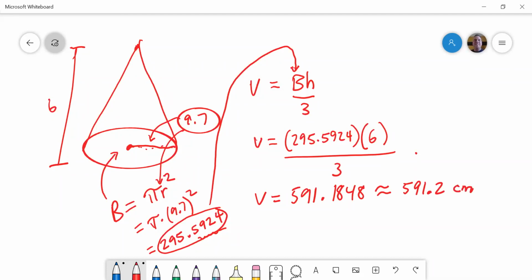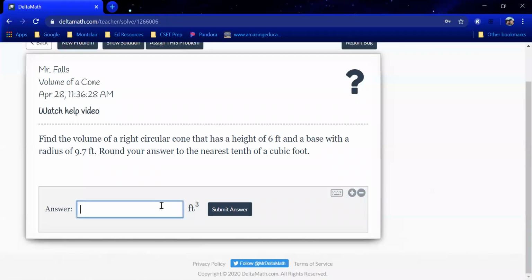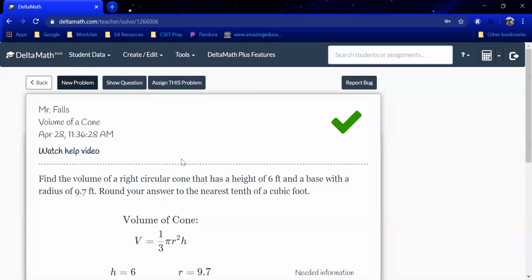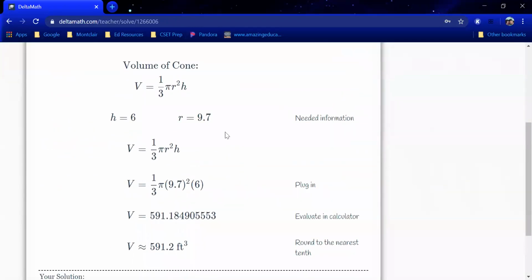I think it was centimeters again. I can't remember. They enter that for you. It's centimeters or feet cubed, whatever it is. So 591.2. Let's go make sure that we're good here. So 591.2. Let me switch back. 591.2. Submit. Yes. All right. Look at that. We got it. Cool. And you can see how they did it and everything.